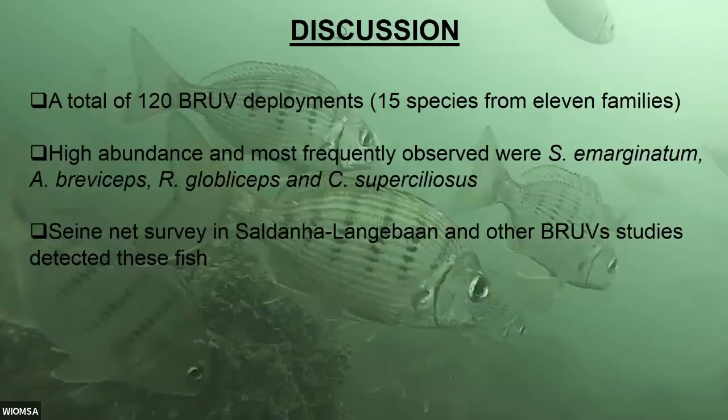With 120 successful BRUV deployments, the BRUVs were not evenly deployed between seasons, especially for winter samples. This was due to the harder lockdown because of COVID-19 in 2020. And this year, it was because of the restrictions of level 4.